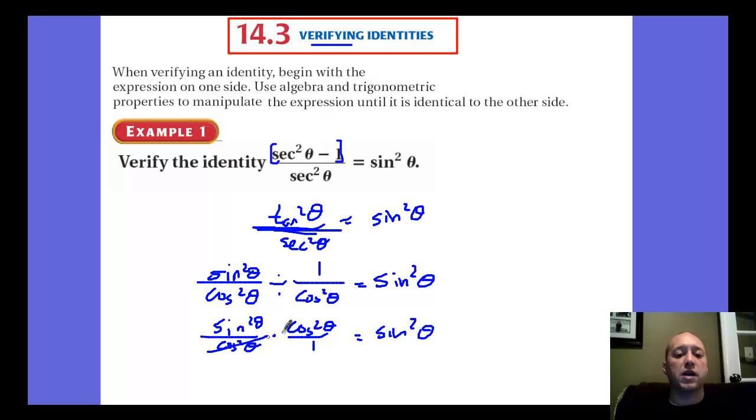So now these cosines are going to reduce out, so I get sine squared theta is equal to sine squared theta. And we have our equivalency there. So we manipulated the left-hand side to show how they both equal sine squared theta.